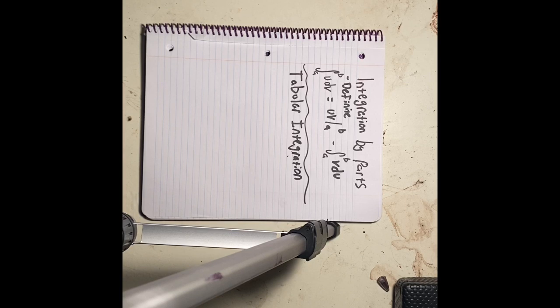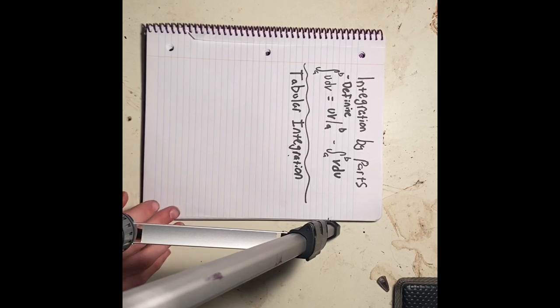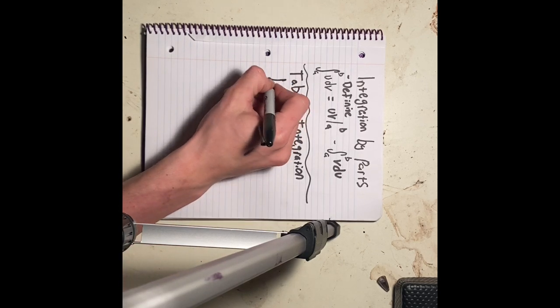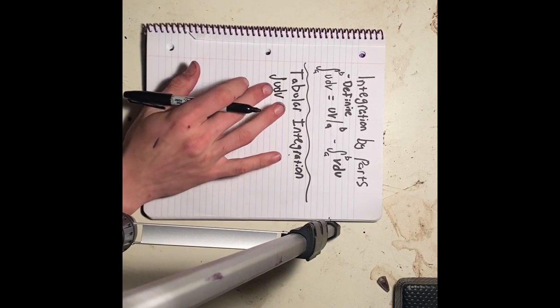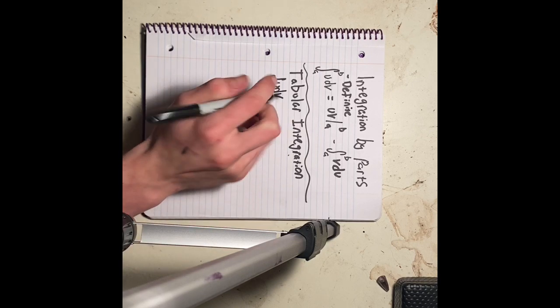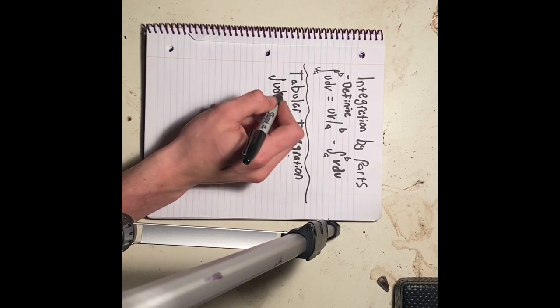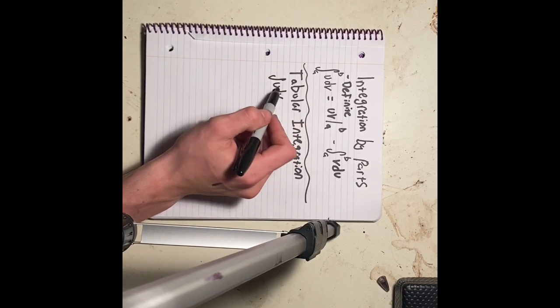This is the only time you should be using tabular integration: when you have two expressions that are multiplied together, so your u dv. When you have two expressions being integrated and multiplied together, you're looking at both of these expressions in this integrand.